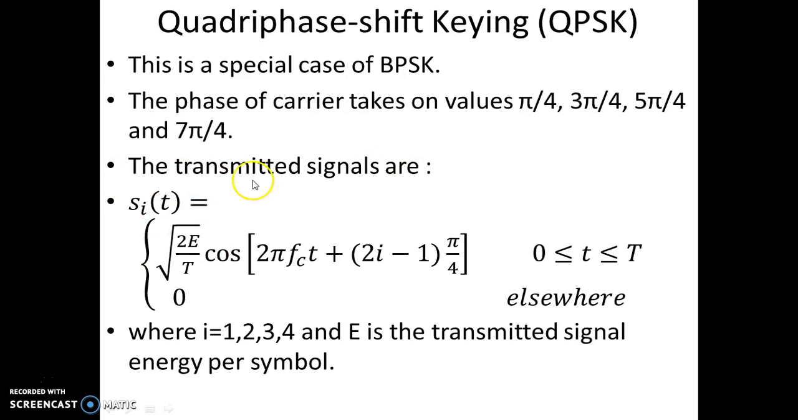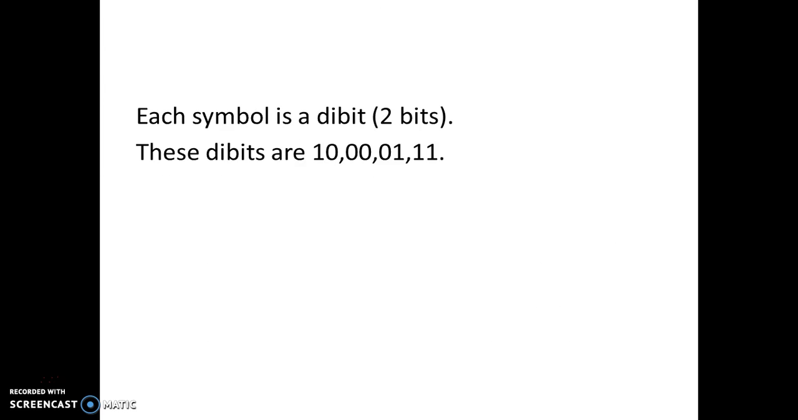Si of t is given by this expression where i can take on values 1, 2, 3, 4. So we observe that as i varies from 1 to 4, in the transmitted signal, this is the factor that varies, and this is the phase. When i takes the value 1, this is pi by 4. When i takes the value 2, we have 3 pi by 4, and so on. So each symbol is called a dibit. I have taken them as 1 0, 0 0, 0 1 and 1 1. These are gray coded symbols.